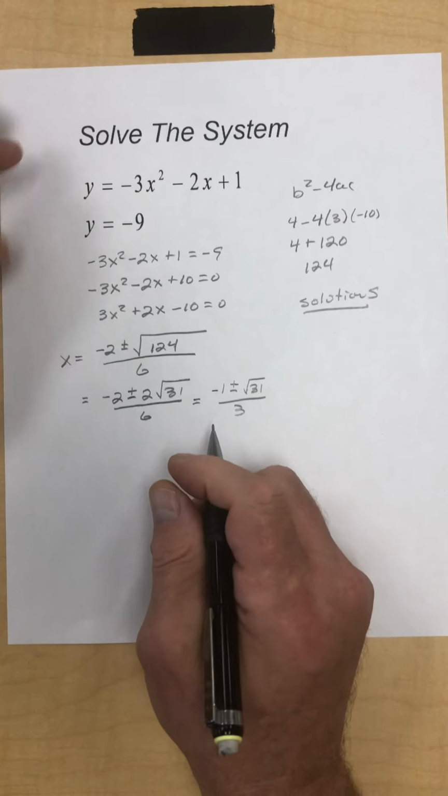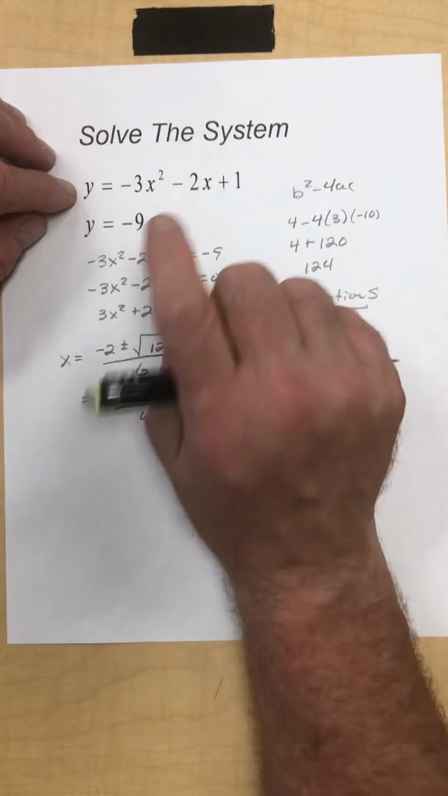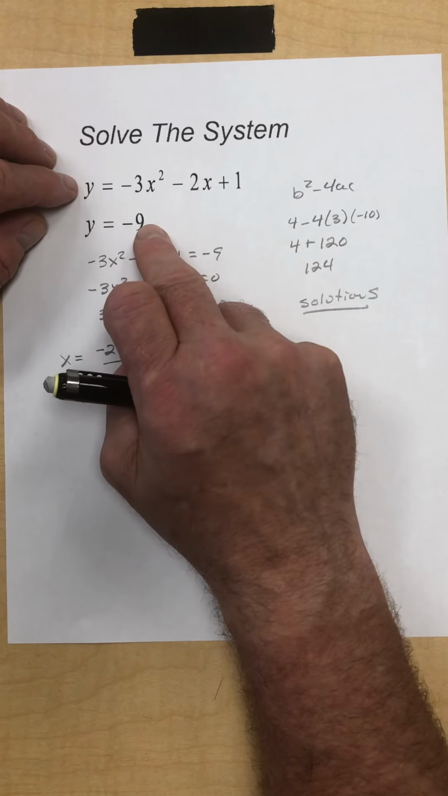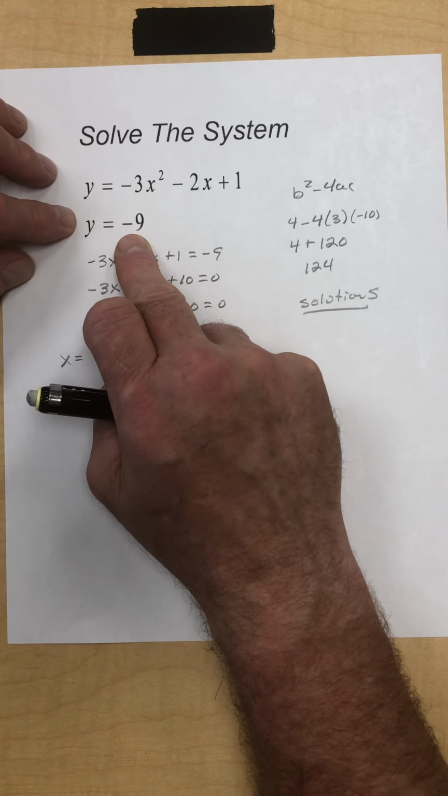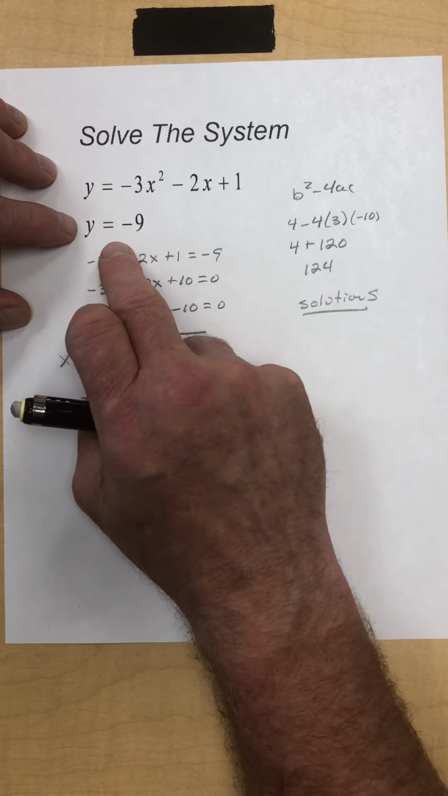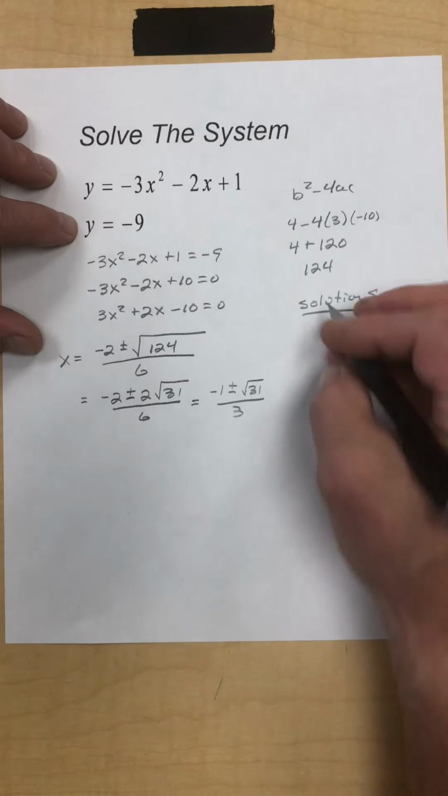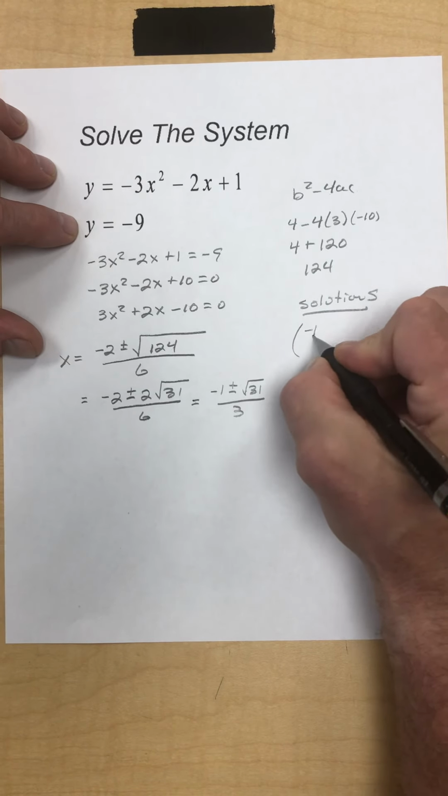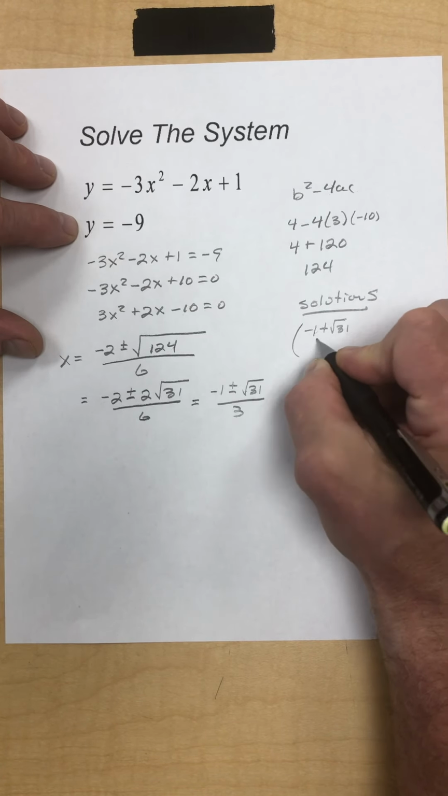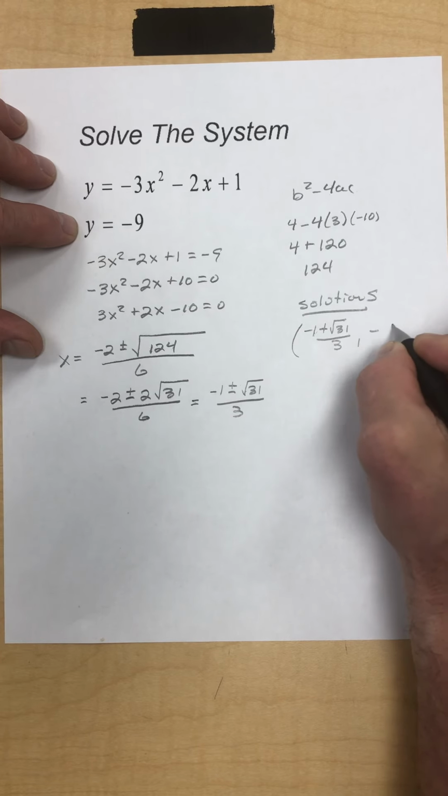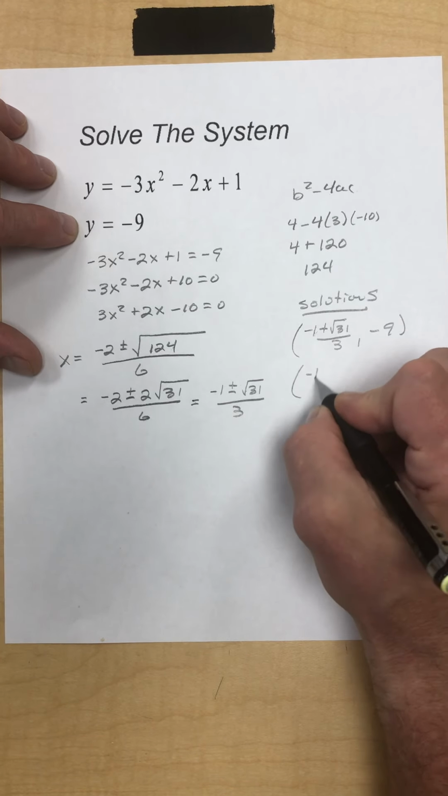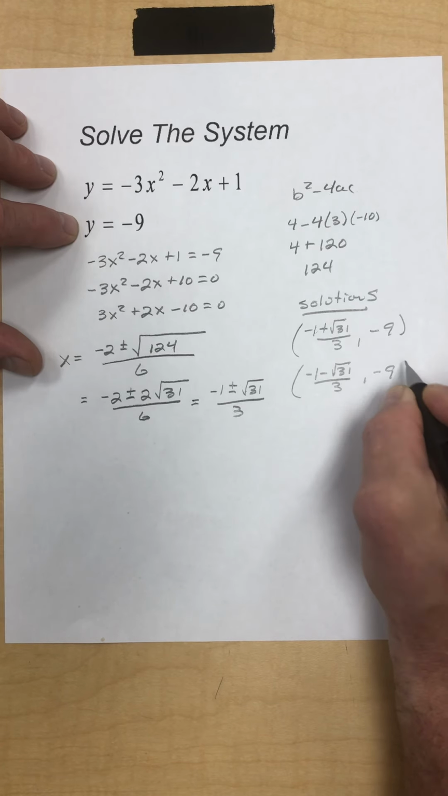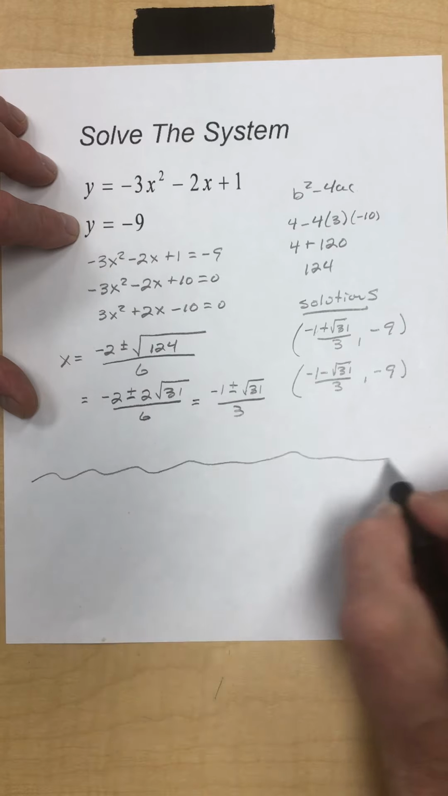and don't forget, the 2 points where these guys intersect both have a y coordinate of negative 9, because every point on the line y equals negative 9 has a y coordinate of negative 9. So we can come up with exact y coordinates. So negative 1 plus radical 31 over 3 and negative 9. And then negative 1 minus radical 31 over 3 and negative 9. Okay, and I will certainly check these.